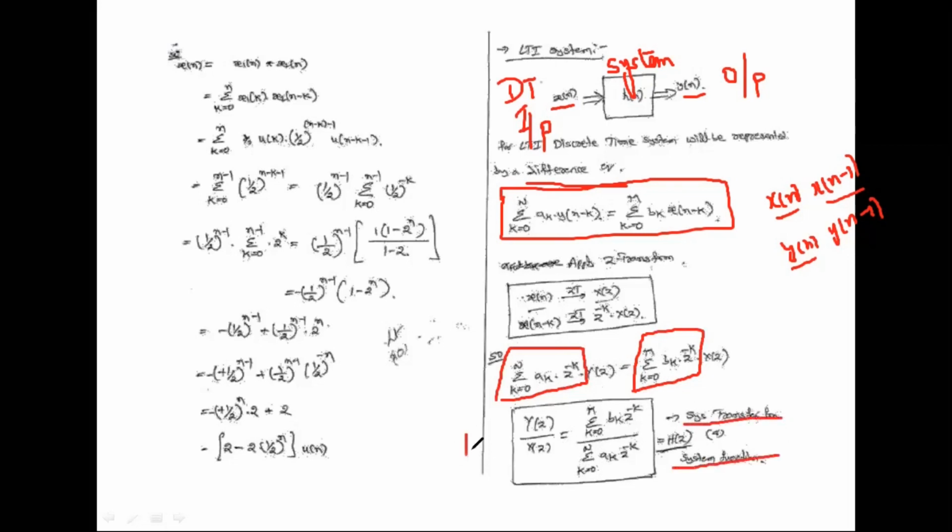H of z is equal to sum of k equal to 0 to M, b suffix k z power minus k, whole divided by sum of k equal to 0 to N, a suffix k z power minus k. Got it, my dear students? System transfer function, or system function. Transfer function means output by the input. Got it, my dear students?